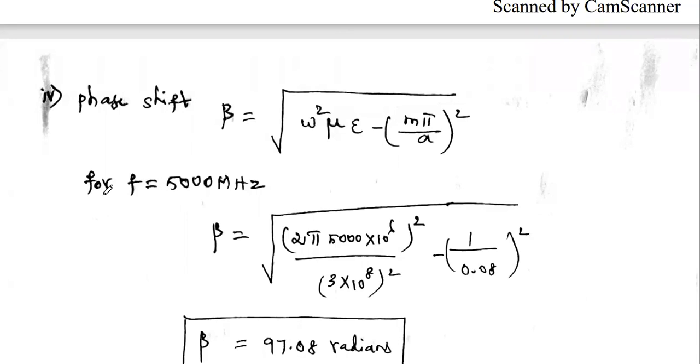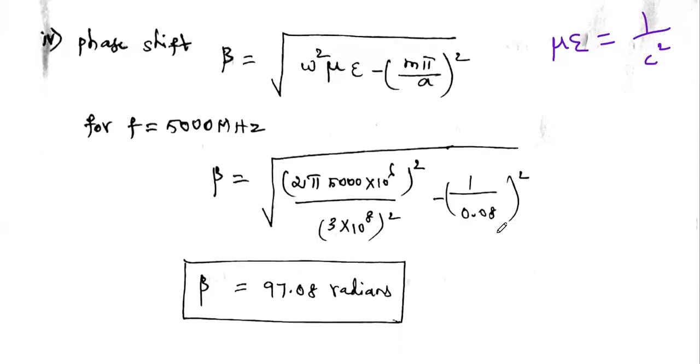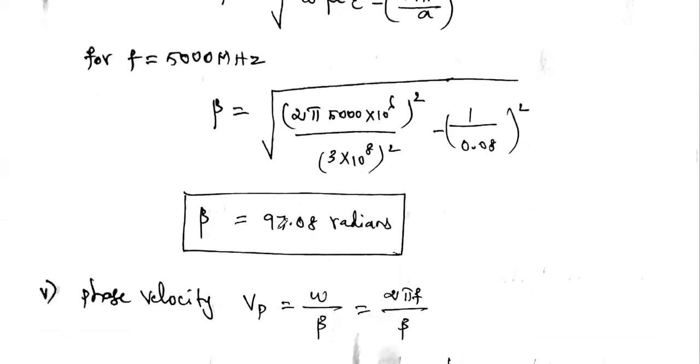Here the operating frequency is 5000 megahertz. You just substitute. Omega is 2 pi f, where f is 5000 mega, to the whole square, and mu epsilon is nothing but 1 by c squared, which is 3 into 10 to the power 8 the whole square, minus m is 1, a is 0.08. You just substitute, and using a calculator you calculate the answer: 97.08 radians. So this is the phase constant or phase shift.